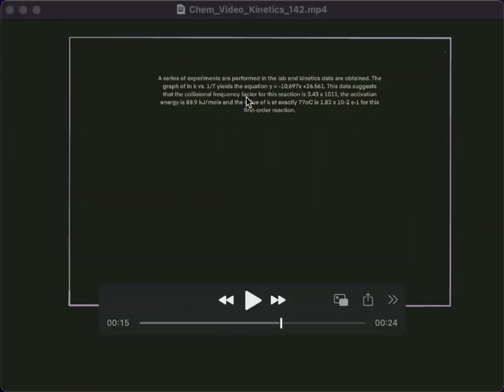In this problem, we are given that y equals negative 10,697x plus 26.561. This data suggests that we're looking for a collisional frequency, activation energy, and the value of K, and we're given temperature. So the only equation that relates these things is going to be the Arrhenius equation.